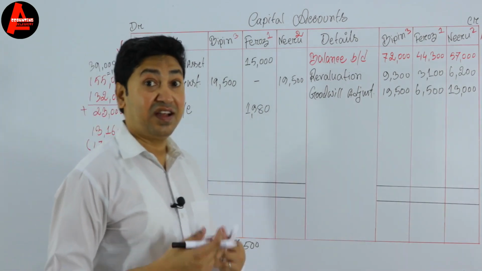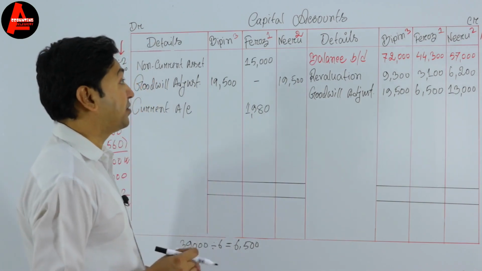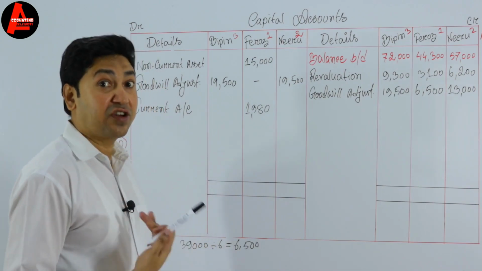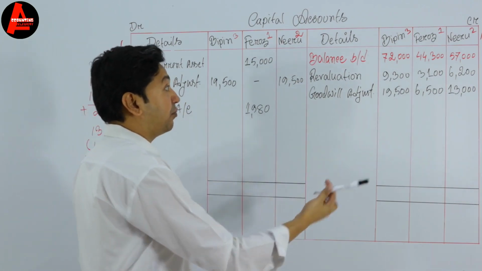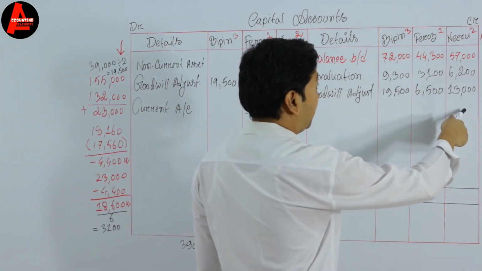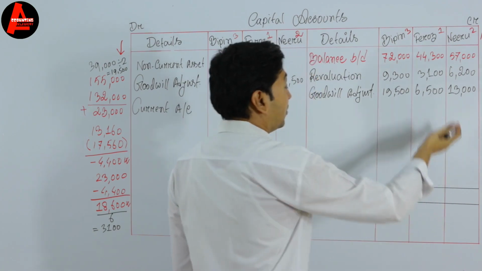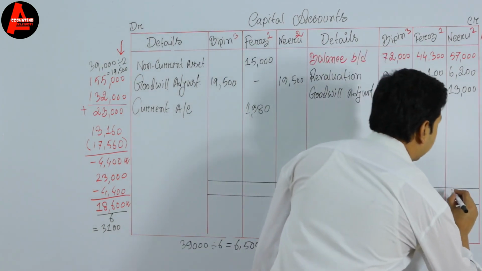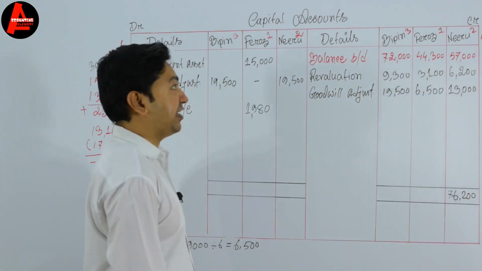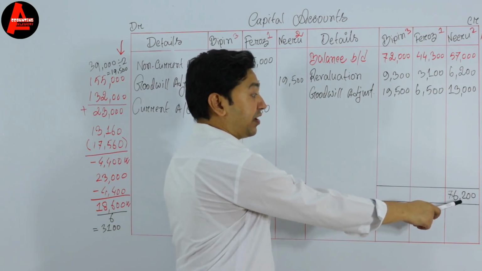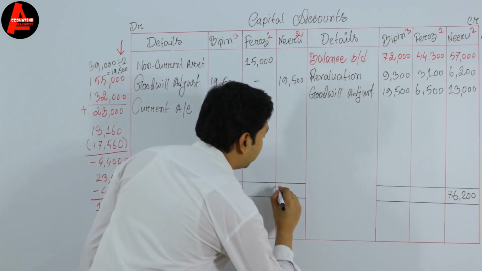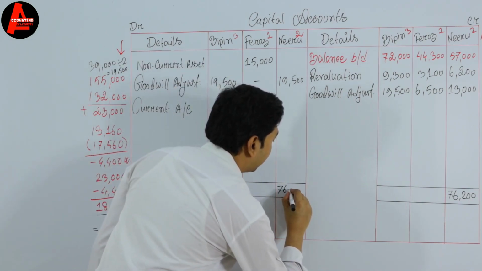Now we will balance. How to balance? The balancing part is quite simple. First of all, we will balance Niro's column. We check which column is greater, debit column or credit column. If we see, the credit column is greater, as you have more figures here. If we sum up this column, we get $76,200. This is the addition of this column. Now we will take this amount to the opposite side, the debit side. So here we will write $76,200.